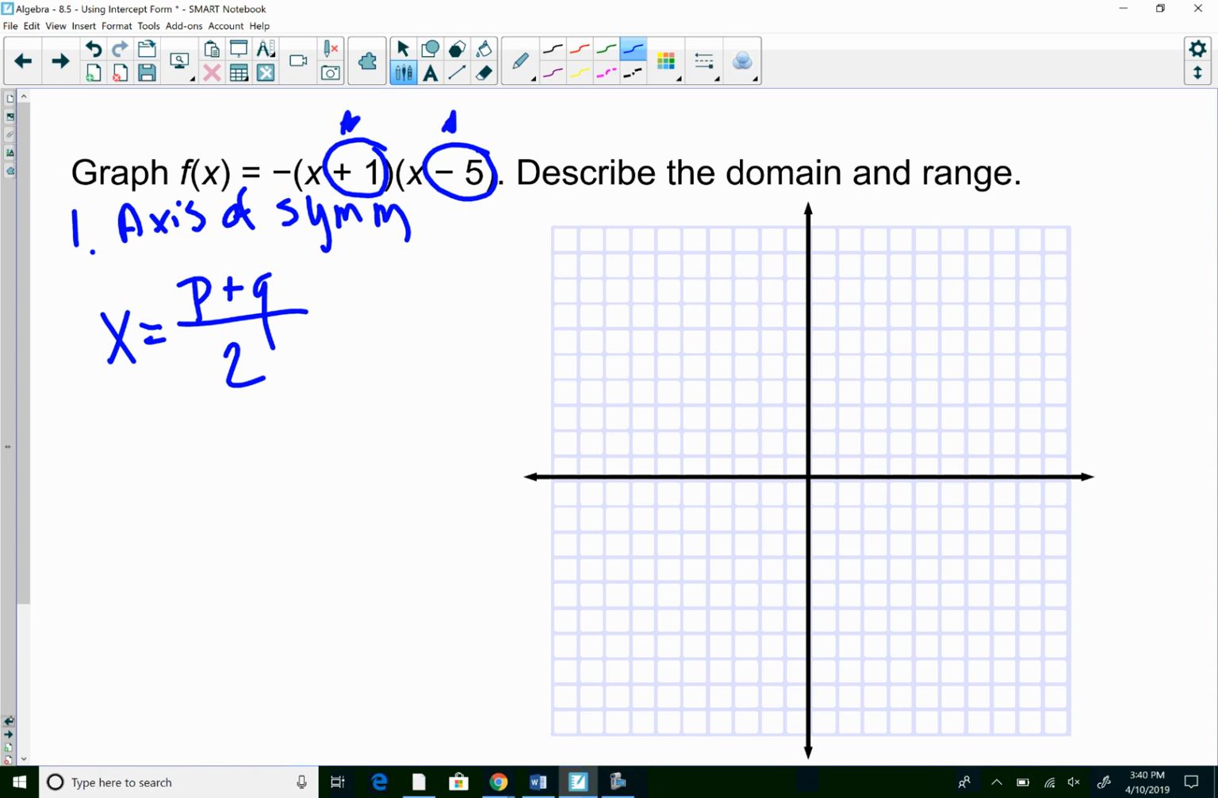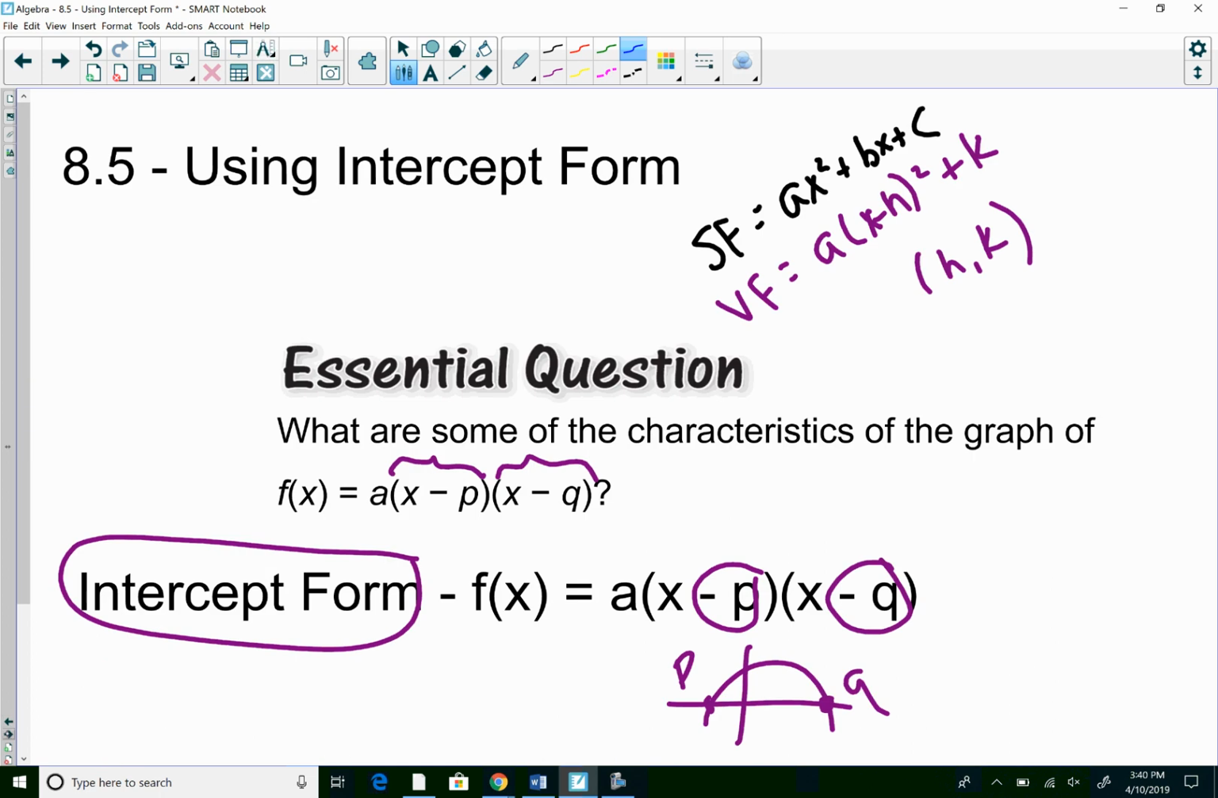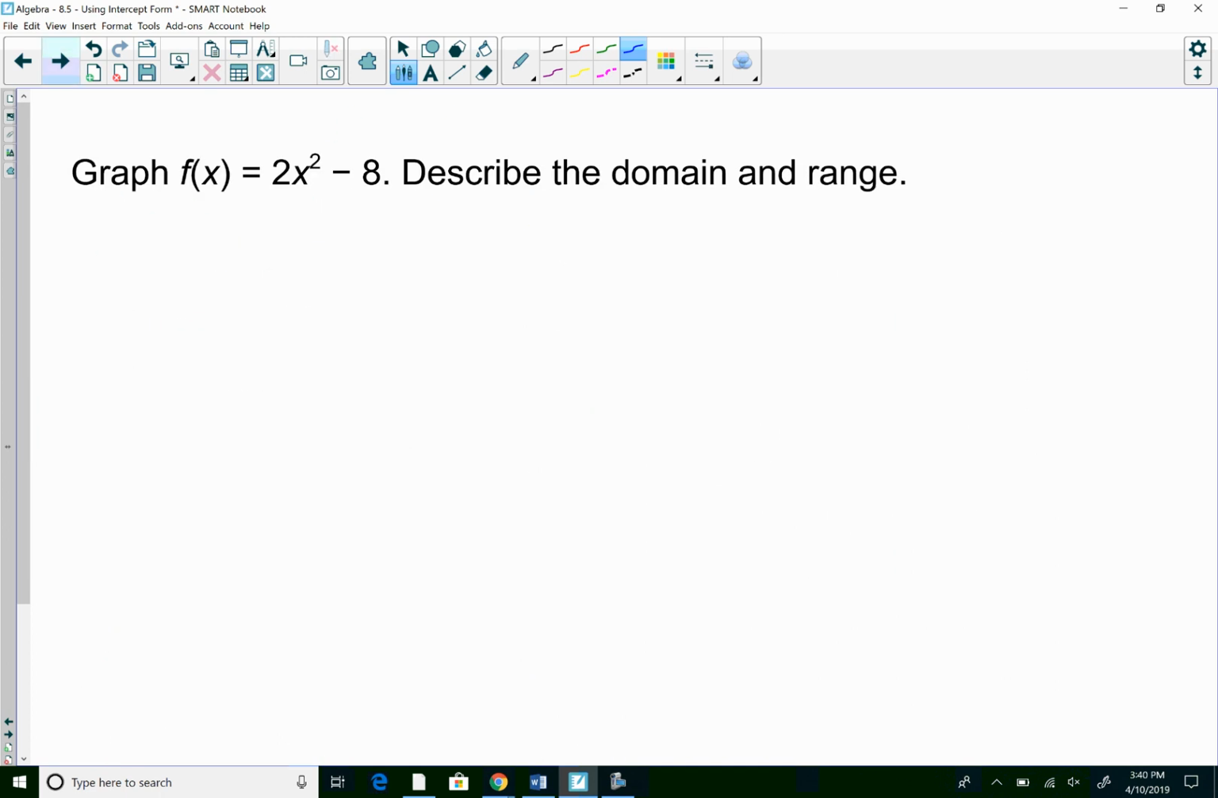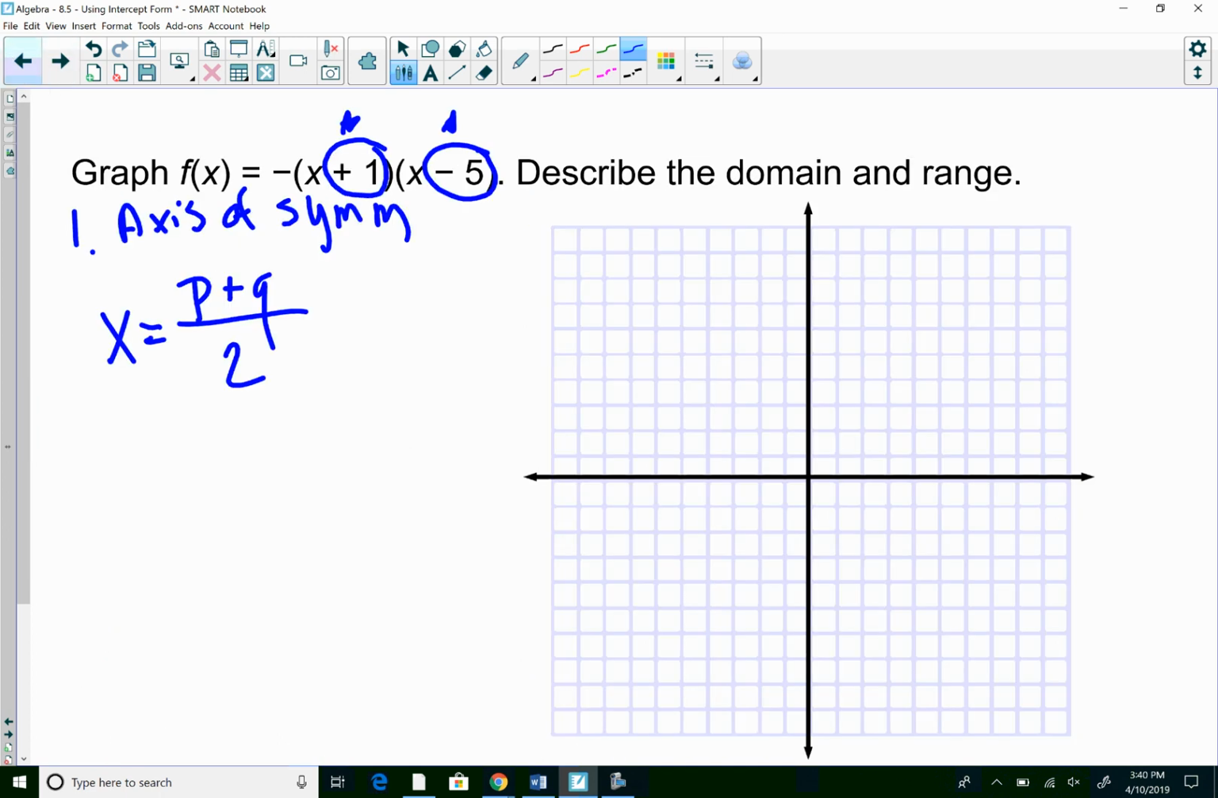If we look back, I didn't really talk much about the form that it's in, but these formulas have negatives in them. It's the same way that we were talking about with vertex form, that it's opposite of what we think. Intercept form is the same way.